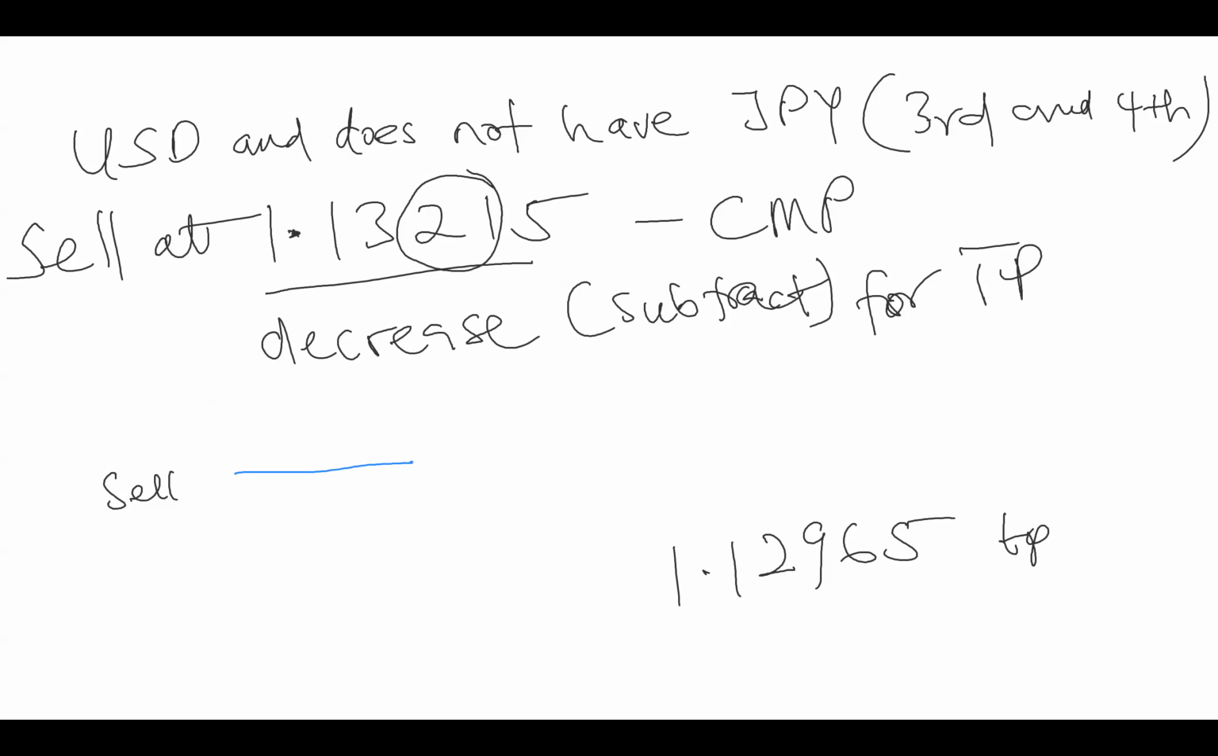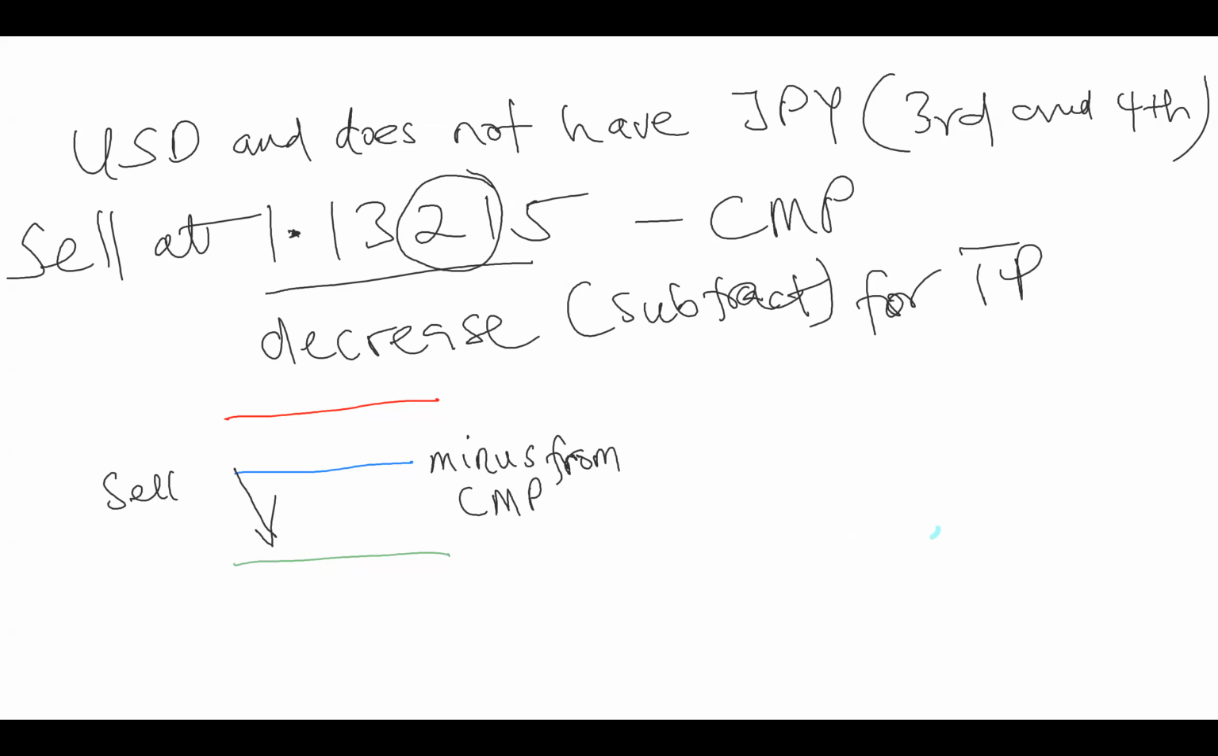SL is going to be on top, and TP is always at the bottom, right? Because you're expecting the market to drop down. So if you're expecting the market to drop down, you're subtracting. You minus from the current market price, right? While for buy, you're doing the exact opposite.